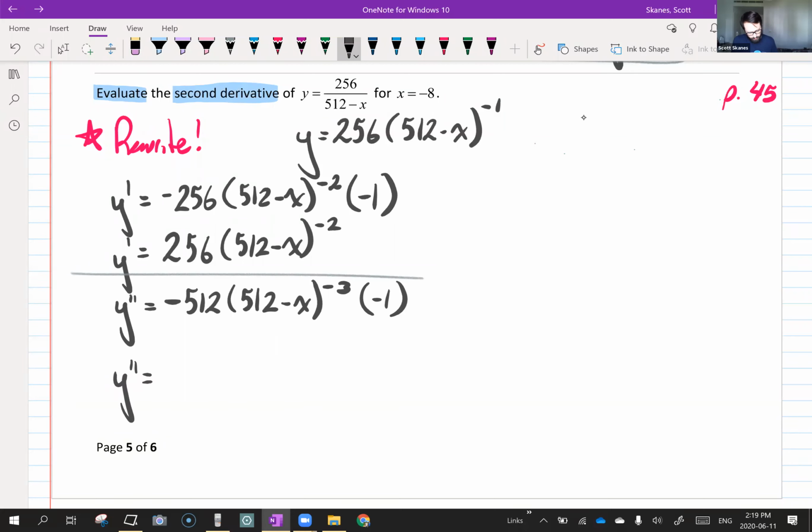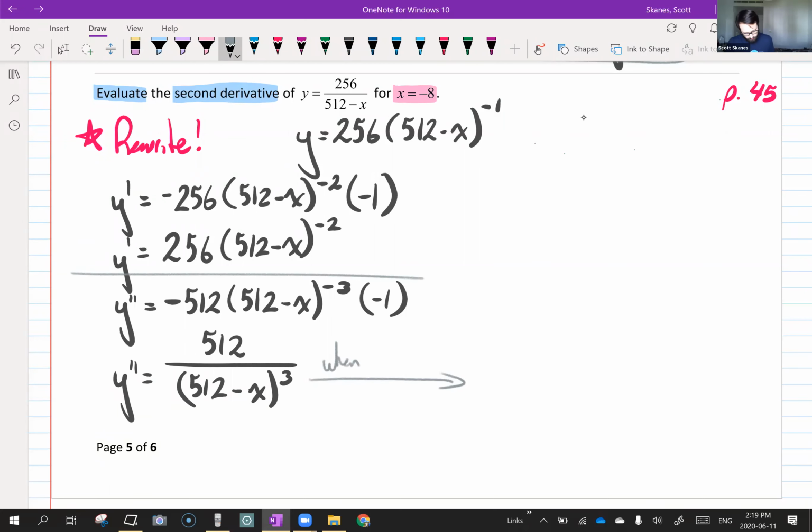So let's get it in a better form. Negative 512 times negative 1, 512. 512 minus x. It's the same as that cubed. Now I just need to put in x equals 8. How do I know x equals 8? Because in the beginning of the question it said for x equals 8. So I'm evaluating. Negative 8. Sorry, I just noticed it's negative 8.